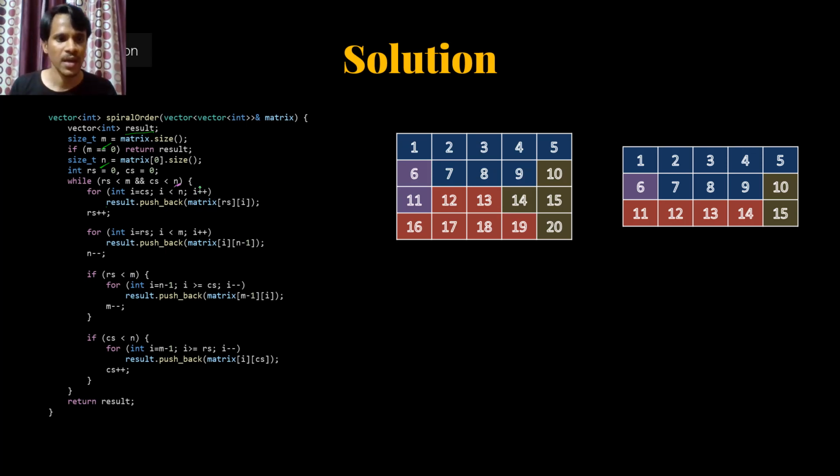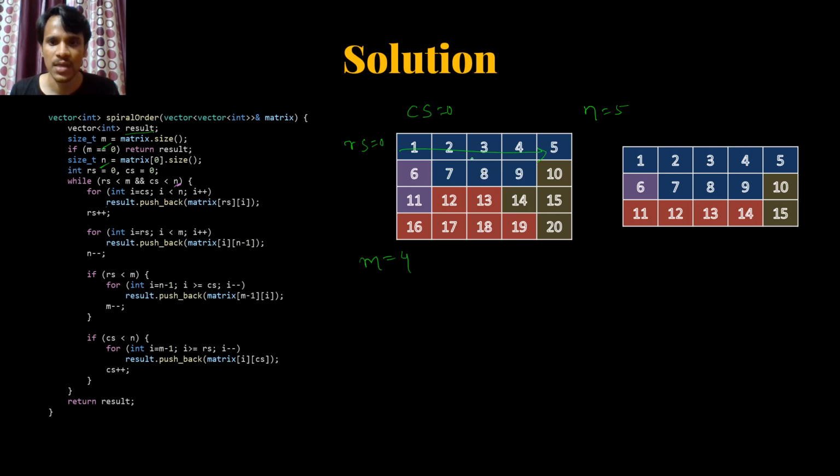So we are maintaining a total of 4 variables. One is row start, one is column start, one is m, and one is n. Okay, so row start and column start start from 0, and m is the number of rows, which is 4, and n is the number of columns, which is 5 here, right? So let's see how we take this first row into the result vector.